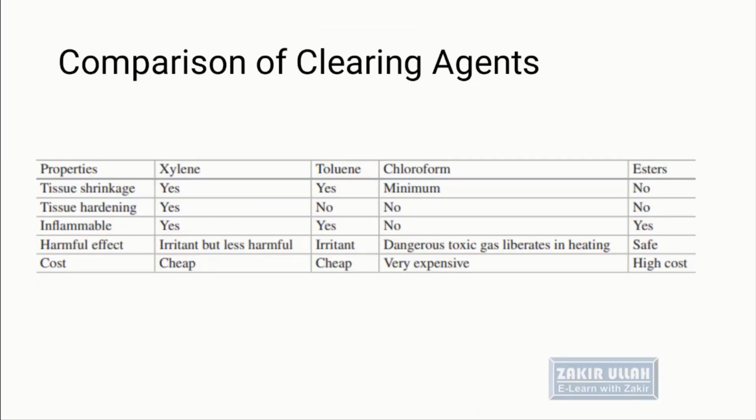This is the comparison among the different clearing agents which are used in the laboratory for clearing the alcohol or dehydrating agent from the tissue. The properties shown are the hardening of the tissue, the shrinkage of the tissue, the inflammability of the solution, the harmful or corrosive effects, and the expensiveness of the agent. So these are the properties on which the different agents are compared with each other.